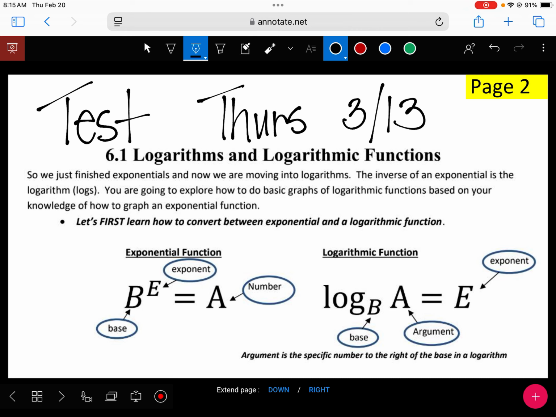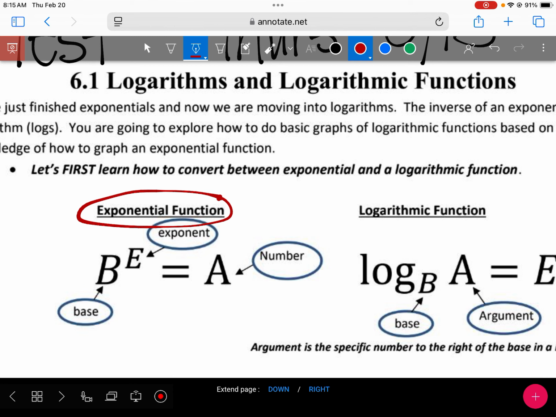Module 5 was all about exponentials, and everything in math has an opposite. If I ask you, what's the opposite of addition, what would you say? Subtraction. What's the opposite of division? Multiplication. So the opposite of an exponential is actually a log. These are opposites.